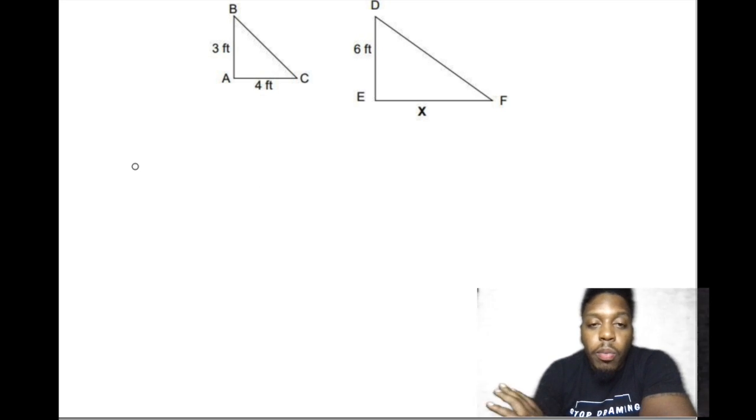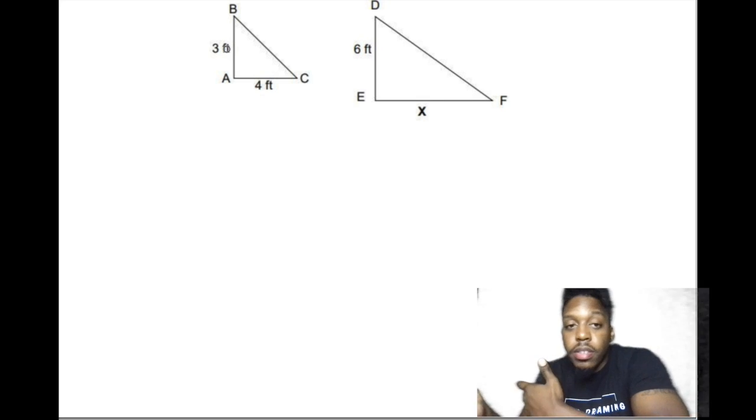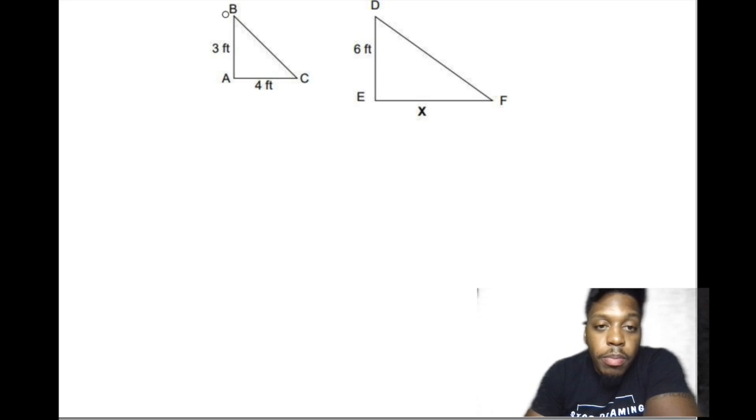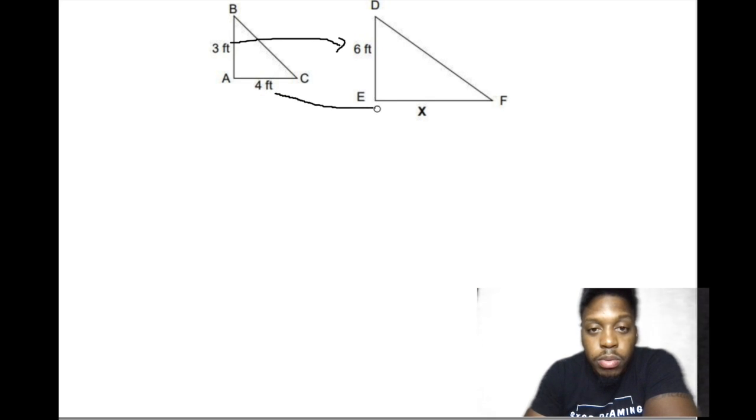So the one thing that we want to do is we want to set up proportions. So basically, we want to compare or kind of see what side is the same as another side. So in this case, you have AB is similar to ED. So that means this 3, which is on the left side, is similar to this 6. And AC is similar to EF, which means this bottom side, this 4, is similar to the X. So you're trying to find the value of X, the missing.